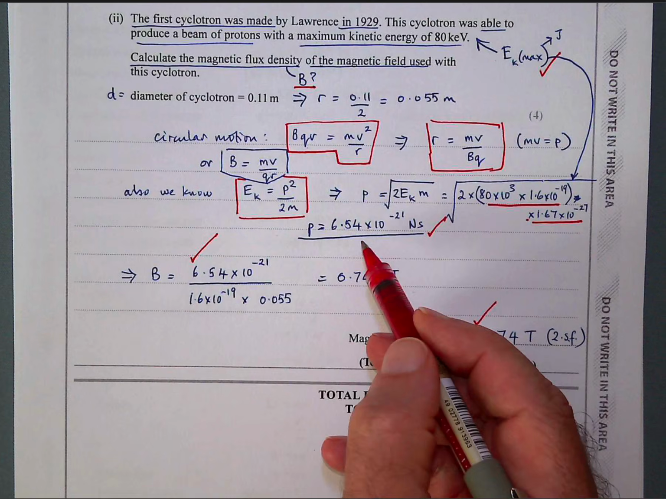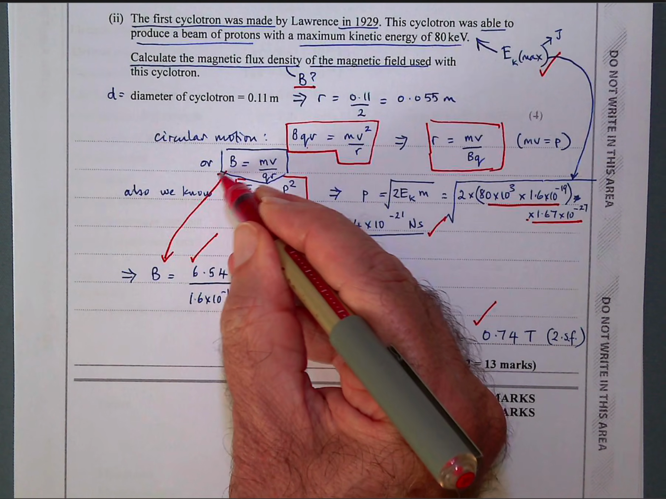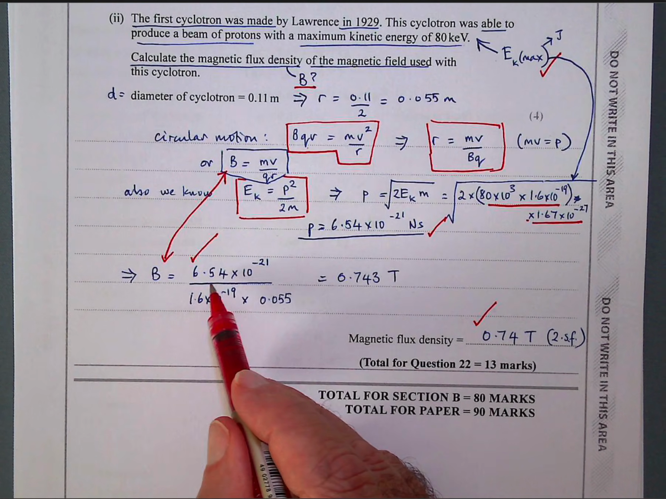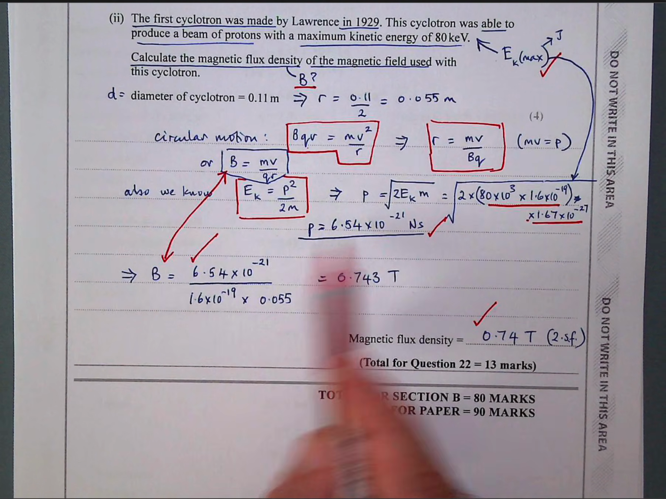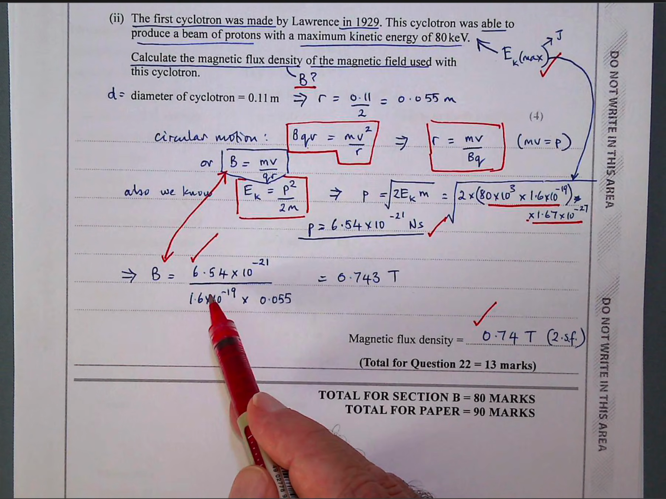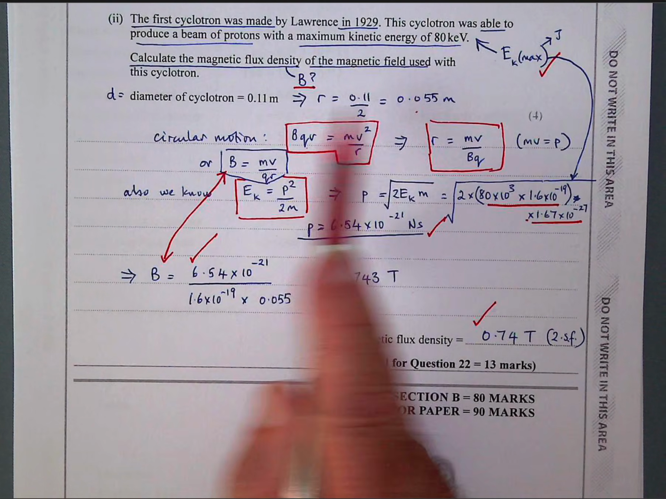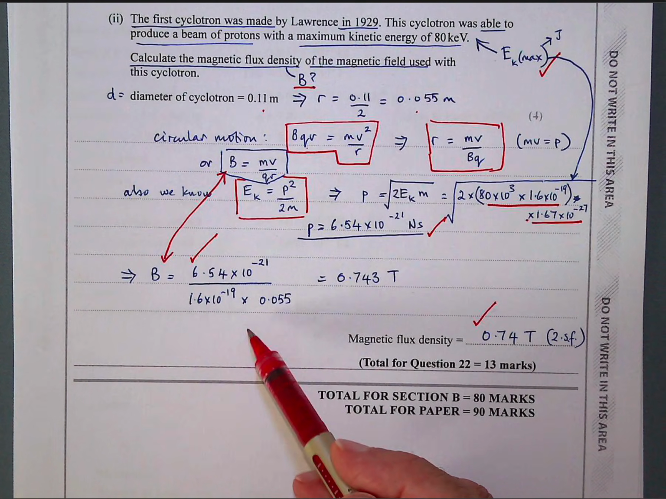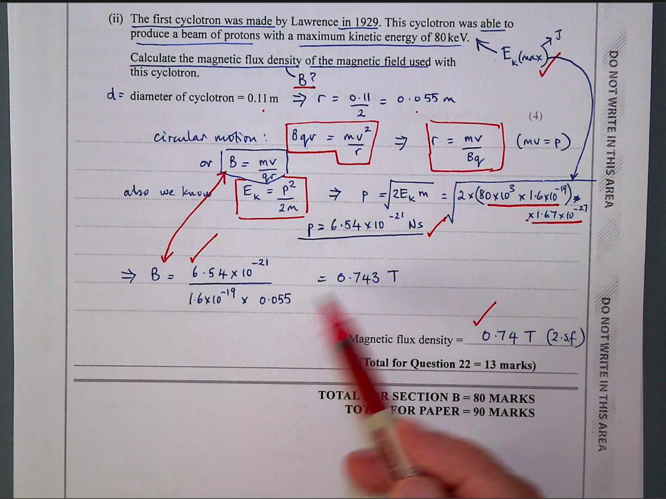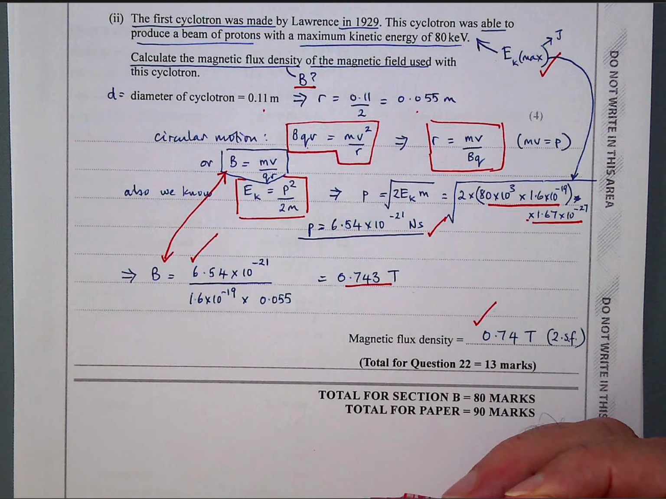Once you know the momentum, you can then use this equation. The momentum is given from here, so mv is 6.54 times 10 to the minus 21, divided by q and r, which you make sure you have worked out from the diameter of the cyclotron, and then you come up with 0.743. And how many significant figures do you think we should use?